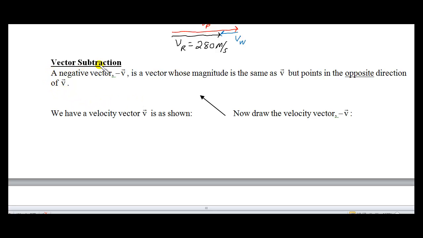Now let's take a look at vector subtraction. First of all, we need to take a look at what a negative vector is. A negative vector, negative v, is a vector whose magnitude is the same as vector v, but it points in the opposite direction of v. So here we have a velocity vector v shown going in this particular direction, with this particular magnitude. In this space, I want you to draw the velocity vector negative v. Push that pause button and draw it right in this space.